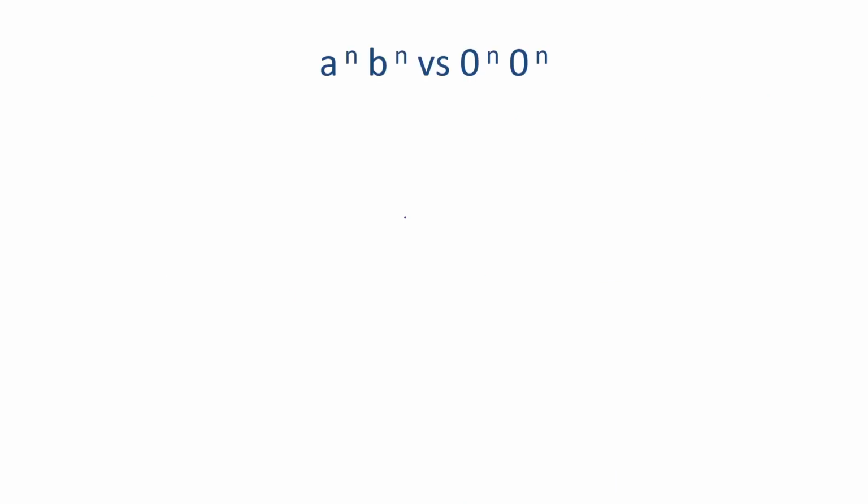Now let's talk about this idea. A^N B^N versus 0^N 0^N. Now we're going to do one more pumping lemma, maybe not in this much detail, but just to make sure we understand the idea. But there's an important idea here as well. So we know that A^N B^N is not regular by now, obviously. But what about 0^N 0^N? So pause for a moment and think, is this regular or not?